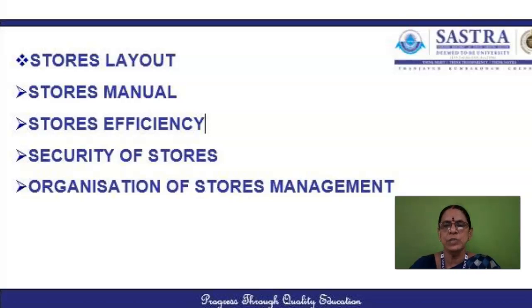Coming to the issue section. The issue section handles the issue of materials to the user departments. The term issue means supply of materials from the stores to the production departments. This issue may be divided into two main activities: items issued for consumption and items issued on loan. Items that are issued for direct use in the departments.